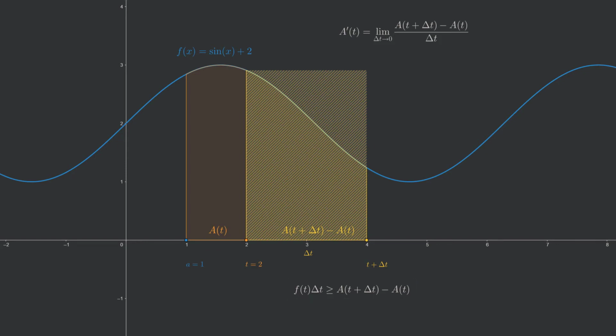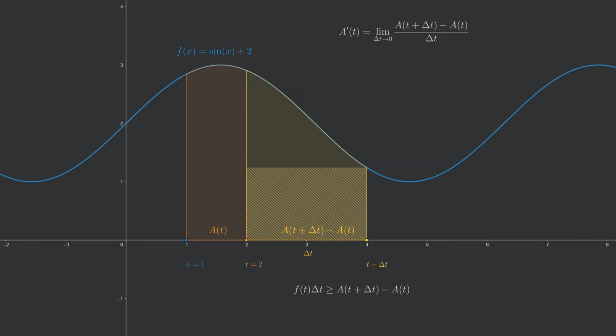Next, we compare our yellow area with this rectangle. It has the height f of t plus delta t and the width delta t. So its area is f of t plus delta t times delta t. Now obviously this rectangle is smaller than our original yellow area, which is why we can put a greater than or equal sign here. Okay, let's pause a second. By comparing our original yellow area with two rectangles, we have derived this double inequality. And this double inequality turns out to be very valuable to us in order to calculate our differential quotient.